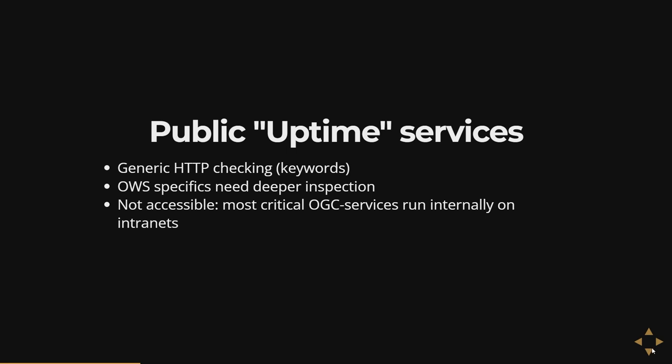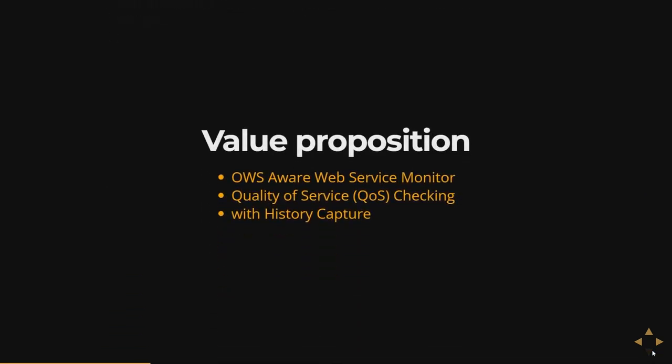So there are public uptime services like Uptime Robot, Pingdom. There's generic HTTP checking. Maybe you can add some keywords. But if you have OWS and also the modern OGC API services or any service, even Esri services, you need deeper inspection. Also many of these uptime services are public, and you may have your services running in an intranet, so they cannot even be accessed by a monitor from outside. So the value proposition is we need OWS-aware web monitoring services. We need quality of service checking, more formally called, and history capture.